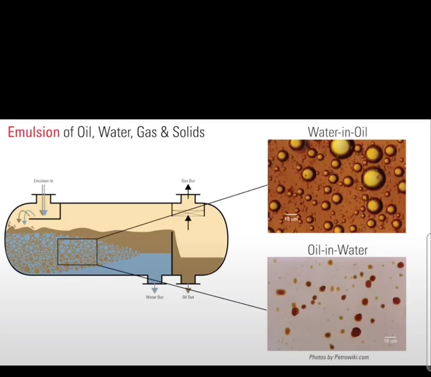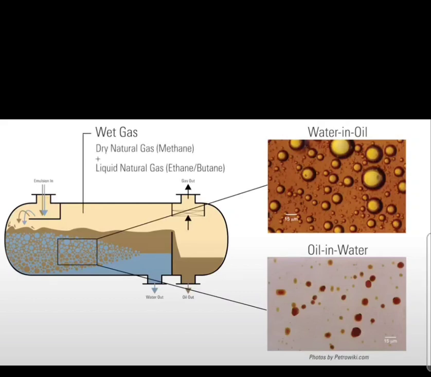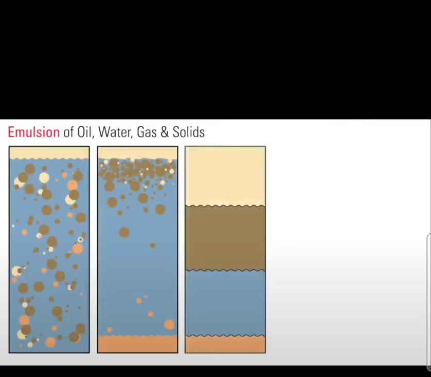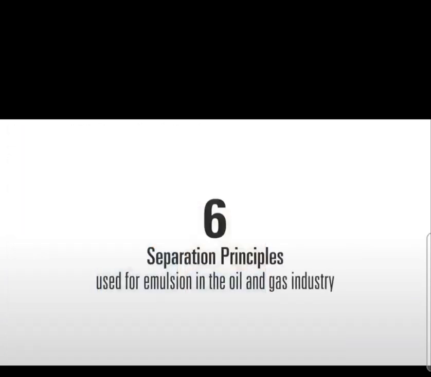Gas brought to the surface is usually wet gas, composed of dry natural gas like methane, mixed with liquid natural gases like ethane and butane. All of these components are separated using multiple principles of separation to achieve the desired end products that are considered valuable. In this video, we'll explain 6 separation principles used for emulsion in the oil and gas industry.